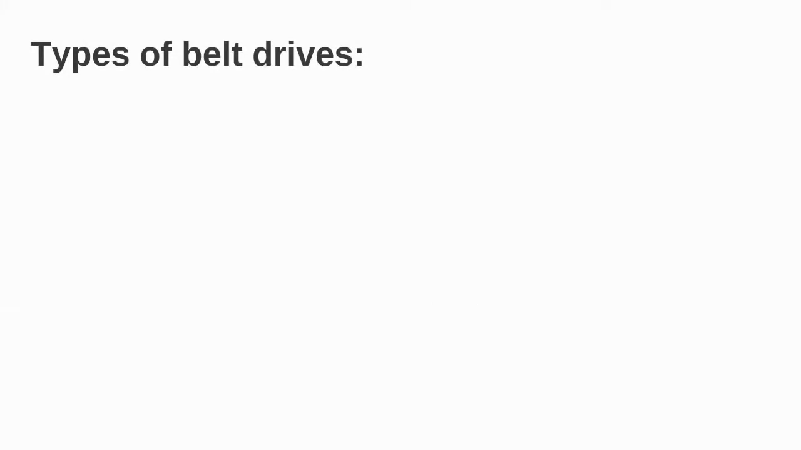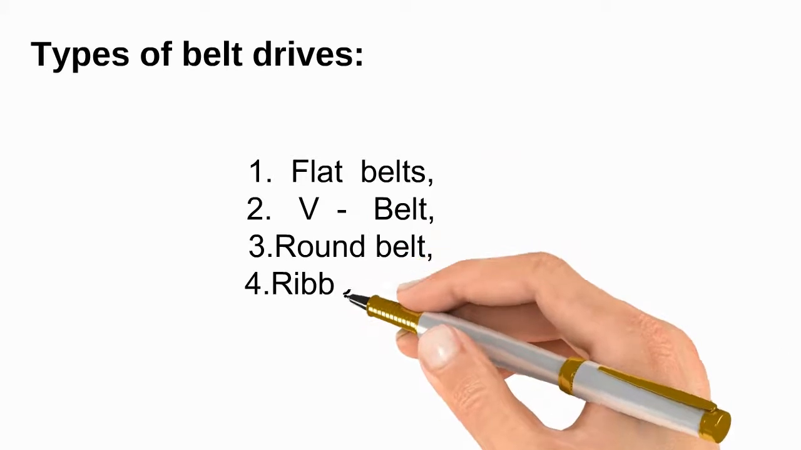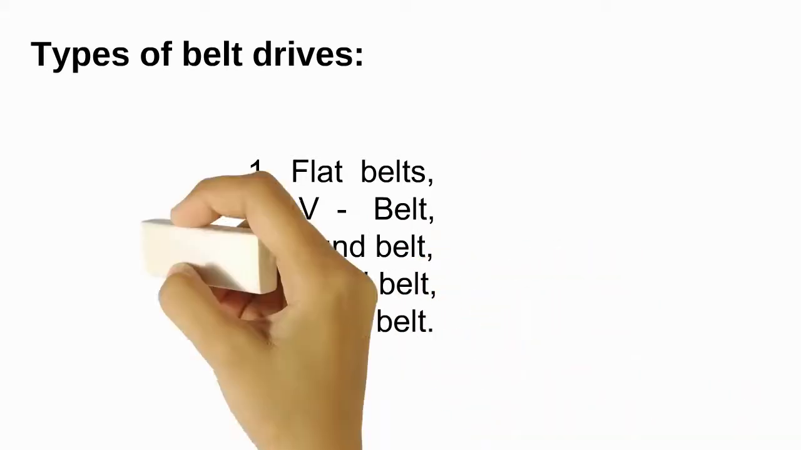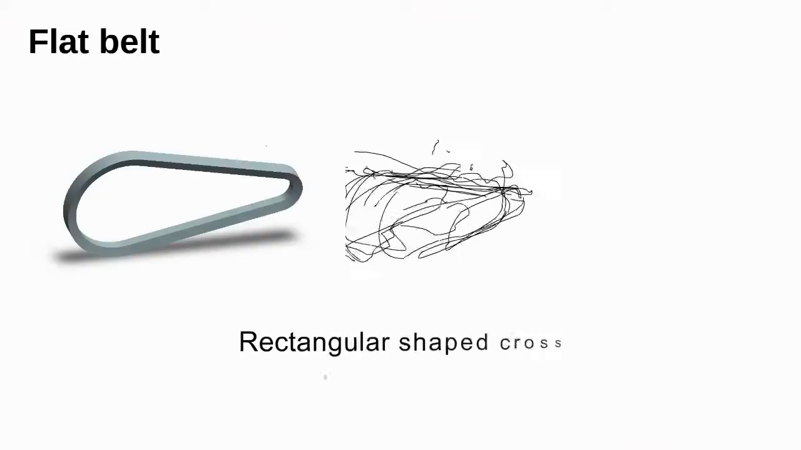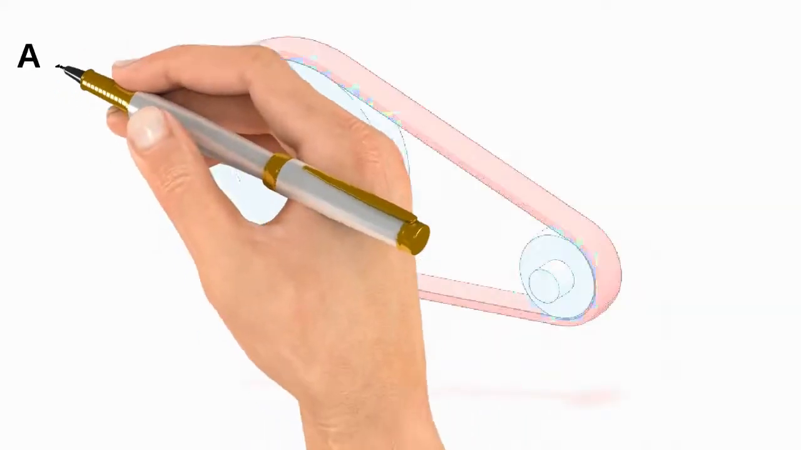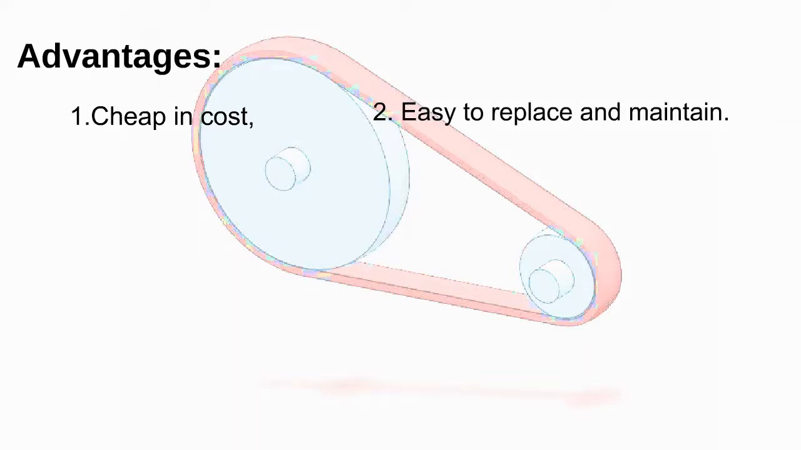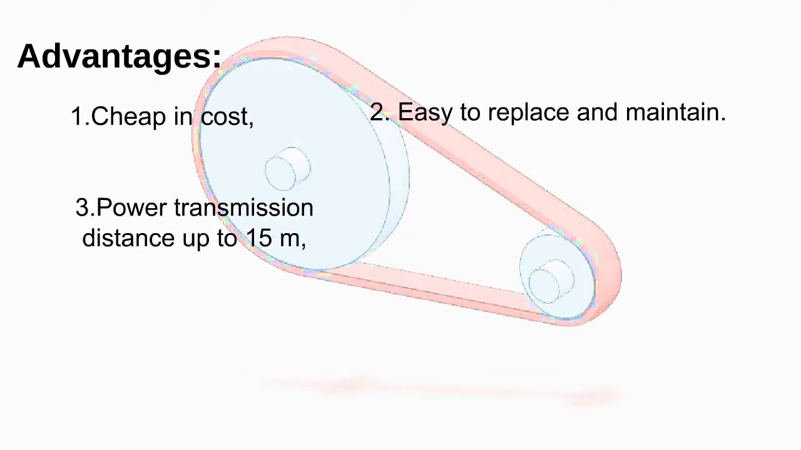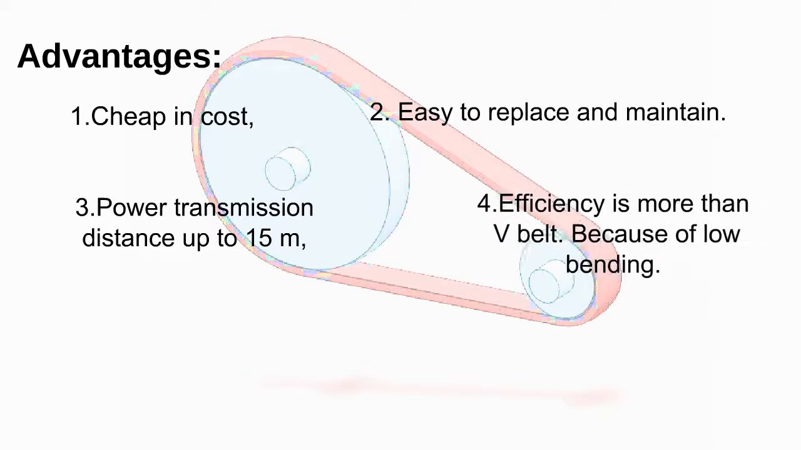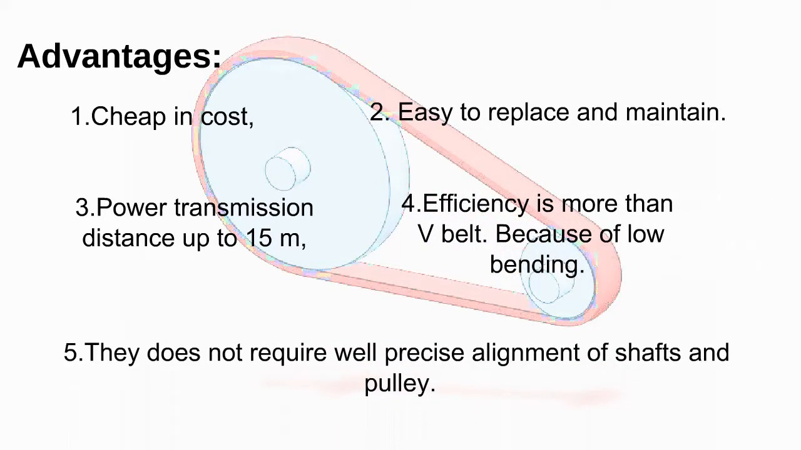There are some types of belt drives: flat belts, V-belt, round belt, rib belt, and timing belt. Flat belts have a small rectangular cross-sectional area. Flat belt advantages are cheap in cost, easy to replace and maintain, and power transmission distance up to 15 meters. Efficiency is more than V-belt. Because of low bending, they do not require precise alignment of shafts and pulleys.